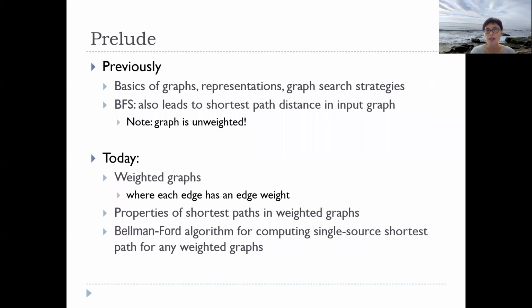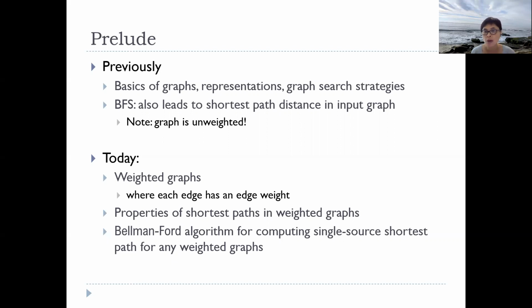All right. So previously, in the first few lectures, we talked about the basics of graphs and how to perform graph traversal, graph search strategies. In particular, one of the graph search strategies, the BFS algorithm, also has this nice property that it gives us the shortest path distance in the input graph from the source node. But note that so far, the graphs we have been talking about are the so-called unweighted graphs. A graph can have weights at both vertices or edges, and today we're going to talk about edge-weighted graphs.